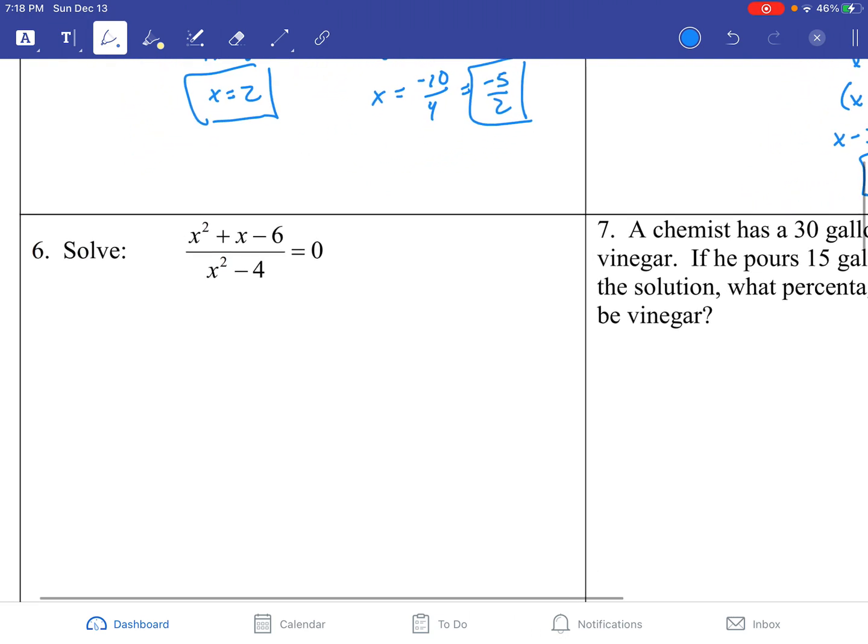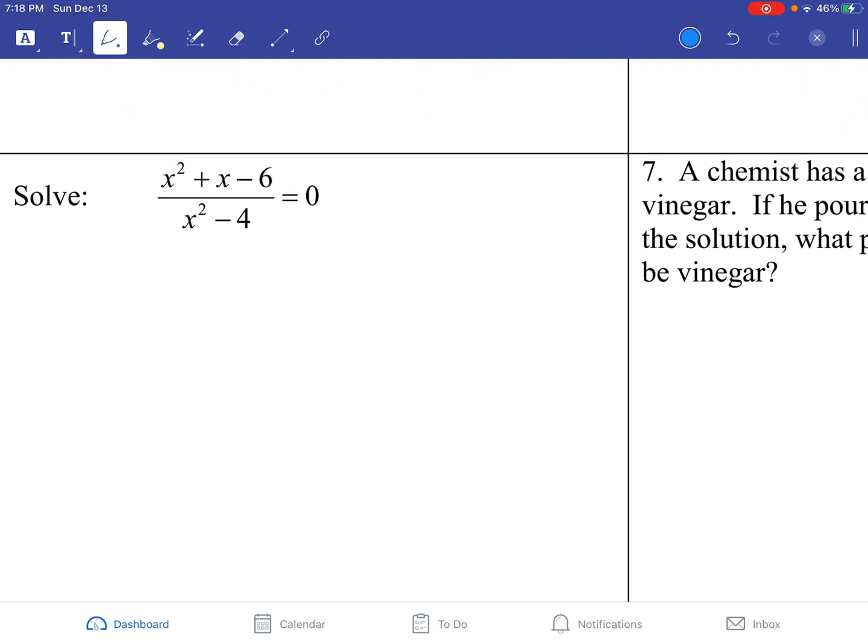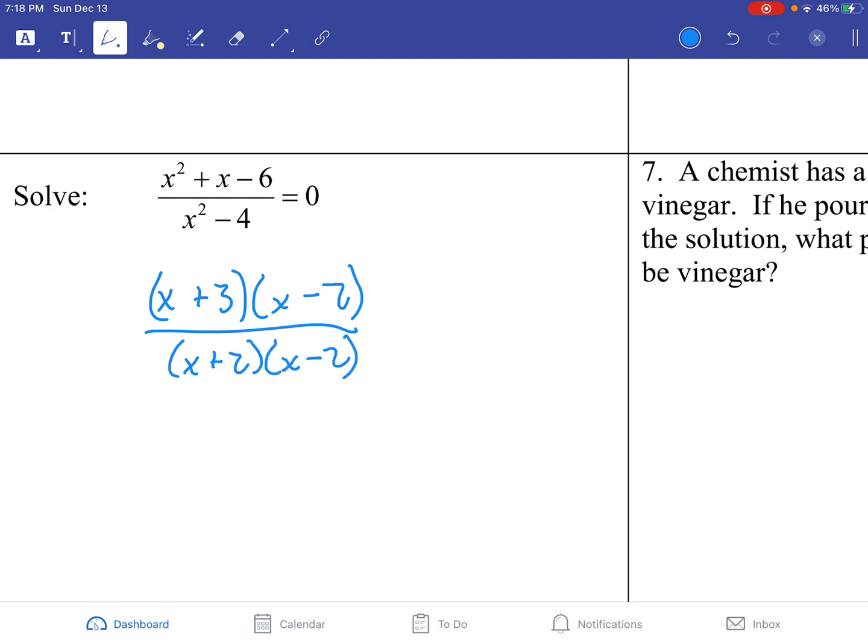All right, next we have a rational equation. To solve rational equations, first what you have to do is factor them. So we're going to factor the top and the bottom of our fraction. So we have x plus 3 and x minus 2 on the top. On the bottom, as a difference of two squares, we're going to have x plus 2 and x minus 2.